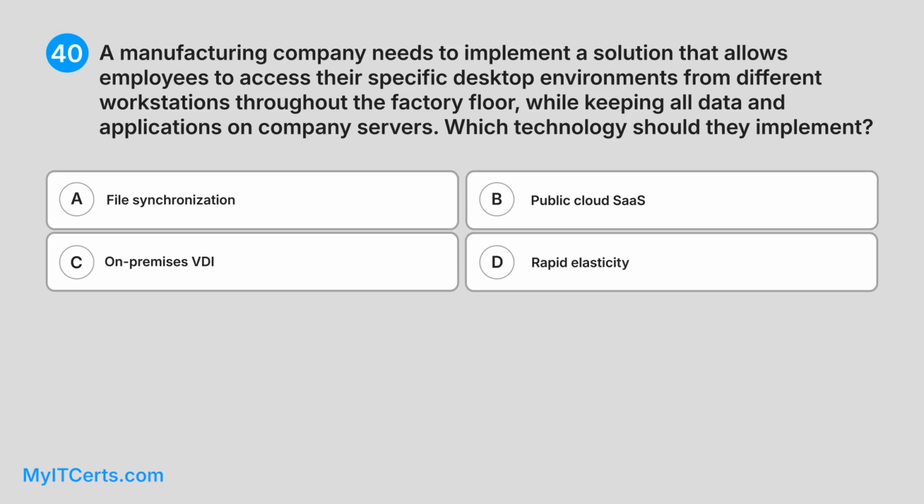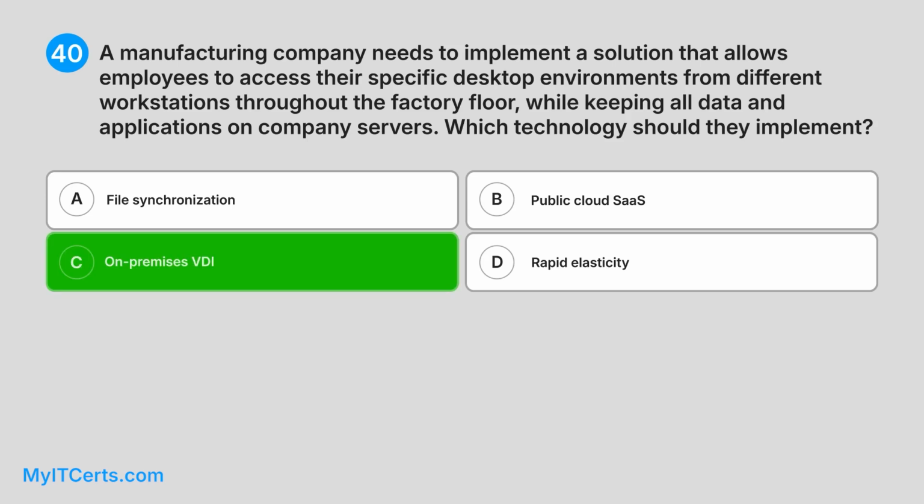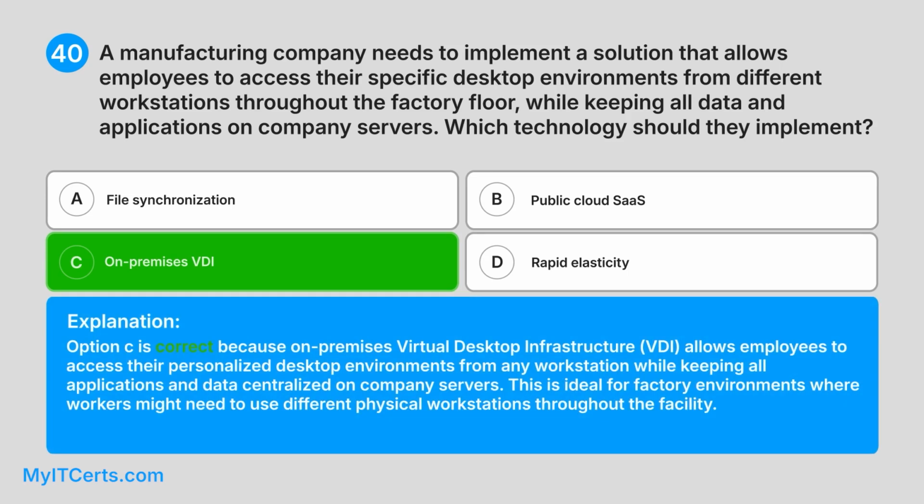Correct answer, C. On-premises VDI. Explanation. Option C is correct because on-premises virtual desktop infrastructure, VDI, allows employees to access their personalized desktop environments from any workstation while keeping all applications and data centralized on company servers. This is ideal for factory environments where workers might need to use different physical workstations throughout the facility.